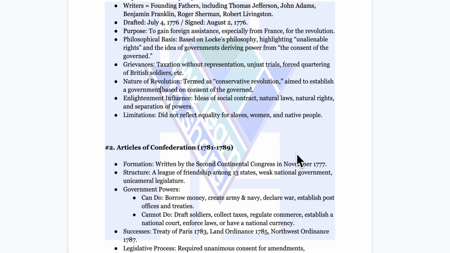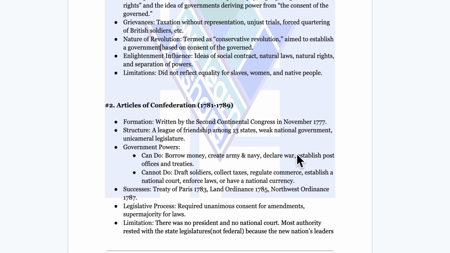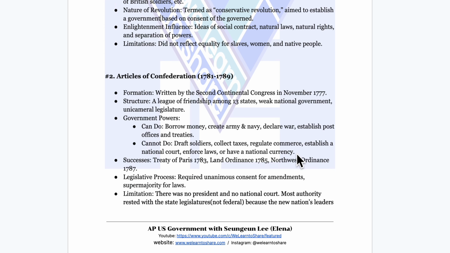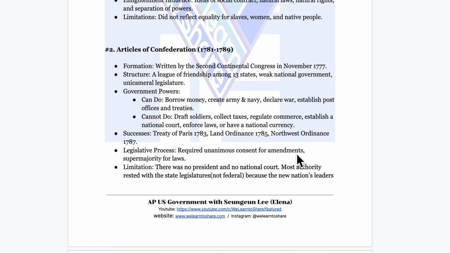And then, let's look at the Articles of Confederation, which is America's first constitution. This was formed in 1777. This document established a league of friendship among the 13 states. It was a unicameral legislature with limited powers. It could declare war and make treaties, but couldn't draft soldiers or collect taxes. So you can see that the federal government's power was really weak, right?